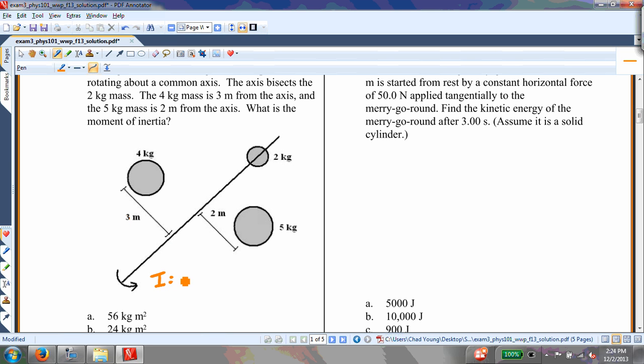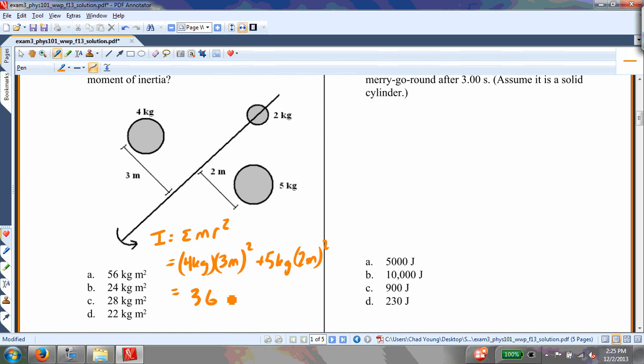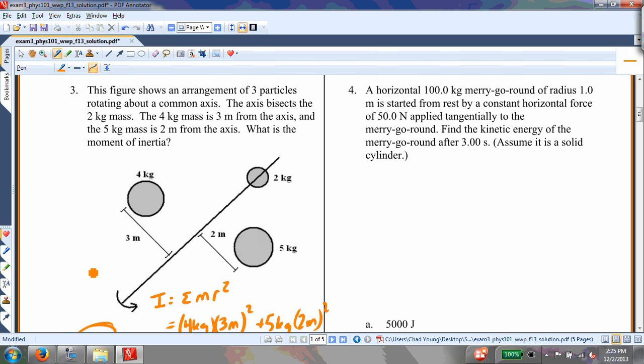Simple moment of inertia, discrete particles, sum mr squared. That is going to be the sum, 4 kilograms times 3 meters squared plus 5 kilograms times 2 meters squared. That's 4 times 9 is 36, plus 5 times 4 is 20. It'll be 56, which is A for number 3.